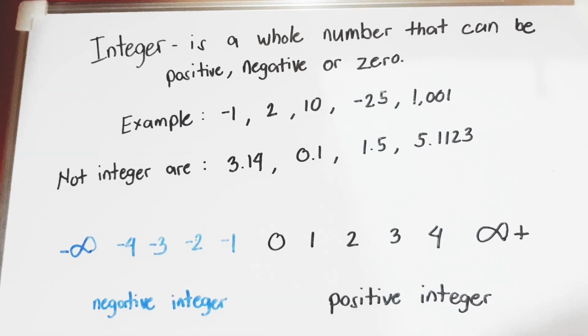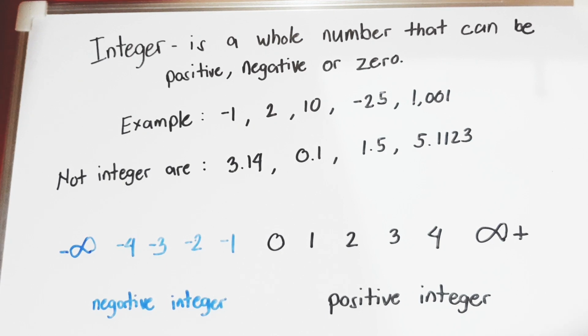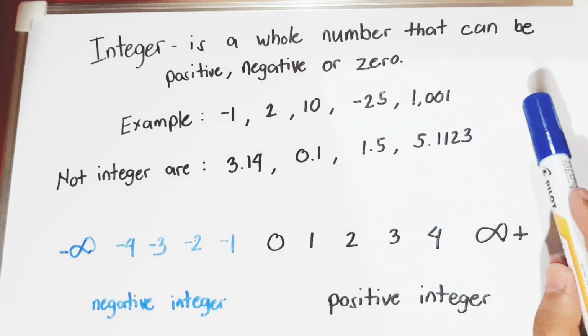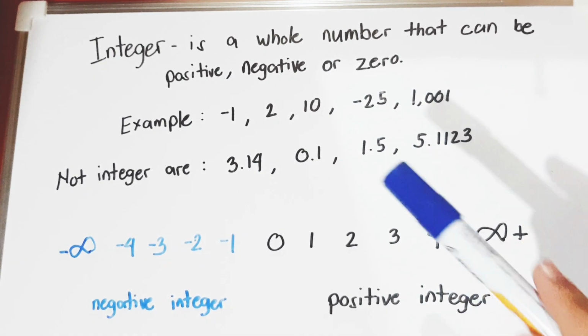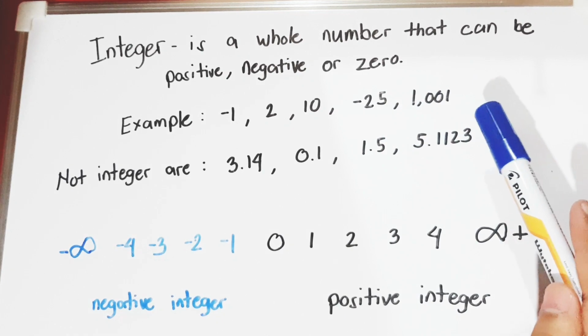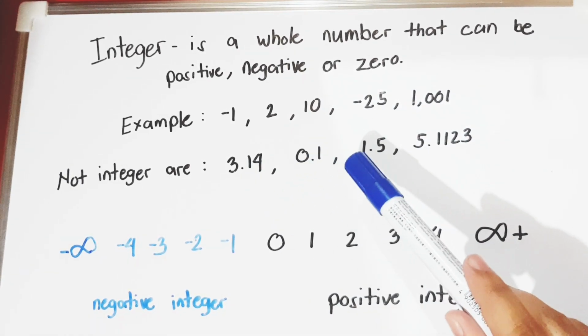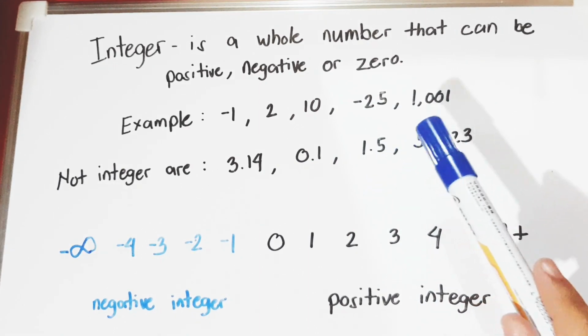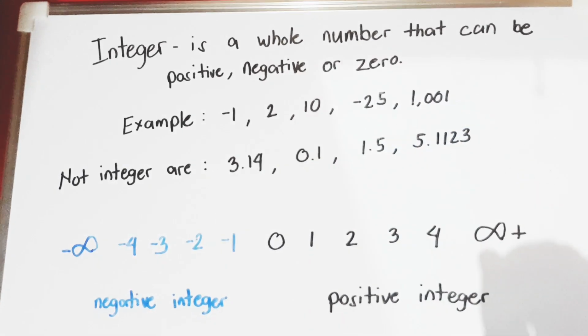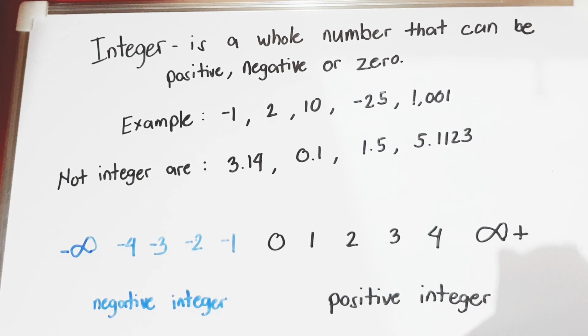So good day guys, in today's video we'll be discussing integers and how to add, subtract, multiply and divide them. So first of all we must know what an integer is. An integer is a whole number that can be positive, negative or zero. Examples of it are negative 1, 2, 10, negative 25 and 1001. So these are integers, and these are not integers.